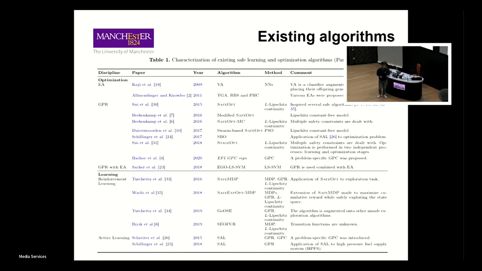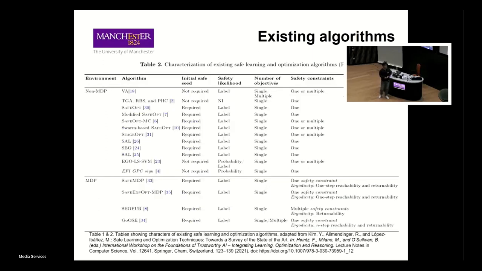We adapted two tables from our previous research, which was a literature review on safe learning and optimization algorithms. Here, we show there are many algorithms related to the safety problem, and we emphasize that in optimization, there is an EA called VA, which can be augmented onto any EA. Another important algorithm is SafeOpt in SafeGP, because it inspired many other safe optimization algorithms, which constitute the largest body in safe optimization study. These show their properties.